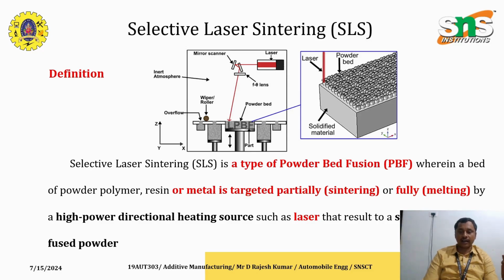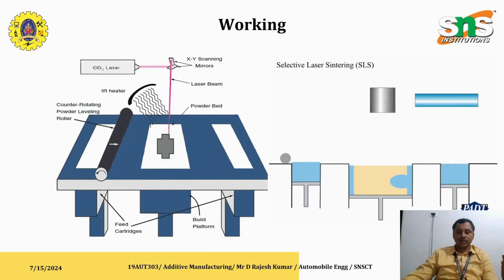So this high power laser is used to target the metallic or the non-metallic materials in the powder form. So it is otherwise called a laser powder bed fusion technique. So this is a schematic diagram of the process, and you can see the animated image also.